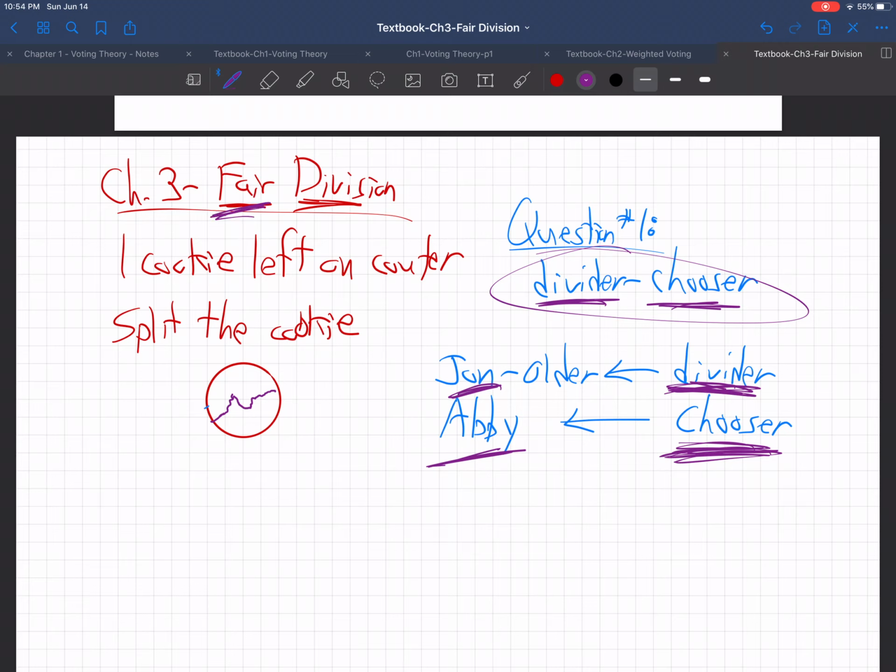It forced a fair division of that cookie, and they both walked away happy. Right? Johnny made the cut to where he thought it was super fair. Abby looked over both halves very closely and picked the half she wanted. Johnny got the other half, which he couldn't complain about. He cut it, and everybody was happy.